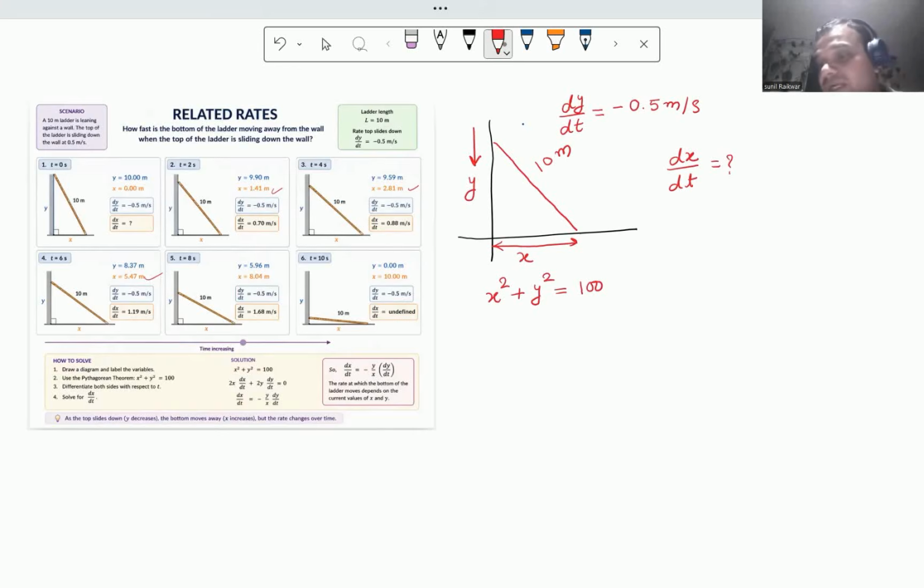Now we want to find dx over dt for a given moment. So just differentiate with respect to t. Here we have to apply the chain rule. So 2x, because we are differentiating x. x is one variable and t is a different variable, so we are differentiating x with respect to t, and we have to use the chain rule.